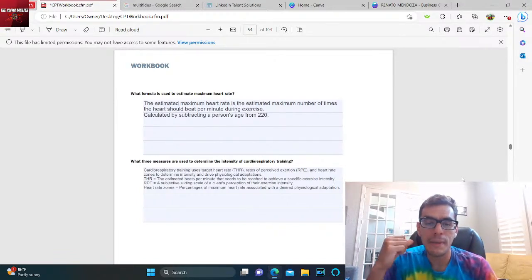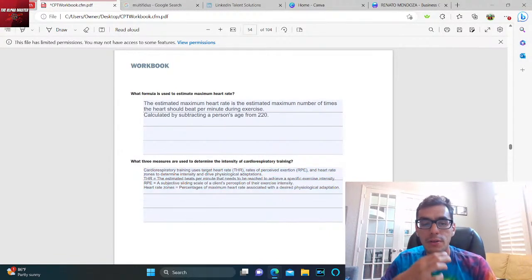The percentages of the maximum heart rate associated with the desired physiological adaptations: the heart rate zones.